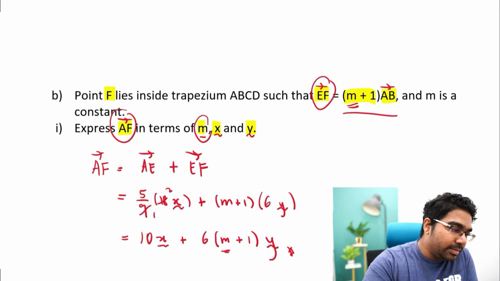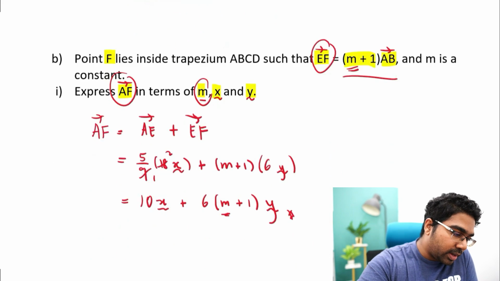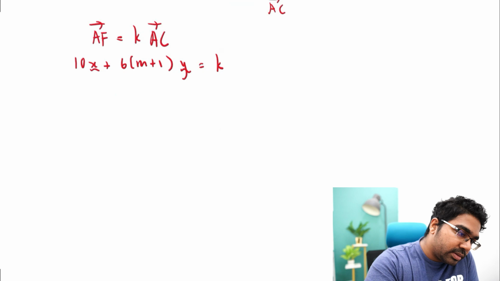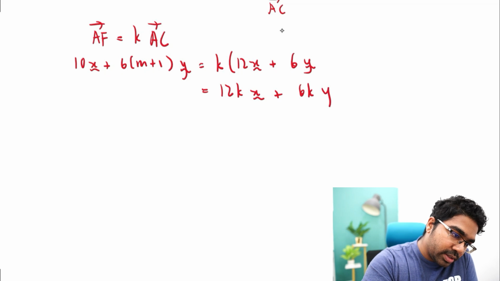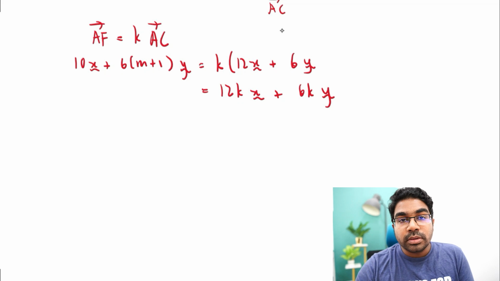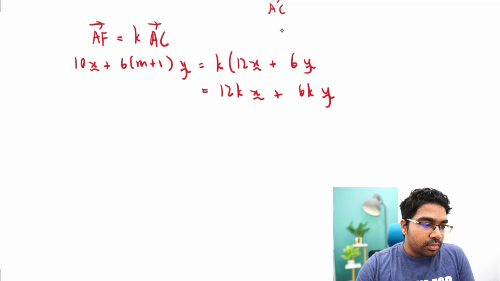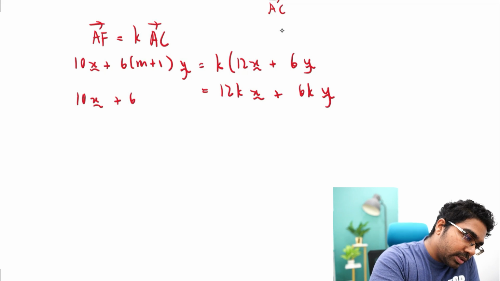So what is AC? AC we've also found earlier. This is 12x plus 6y. Now I'm just going to expand this out. So this will be 12kx plus 6ky. Okay, so what we must do here is, there are 2 things. We want to find m. However, what we can do now is a comparison. We have left side equals to right side.